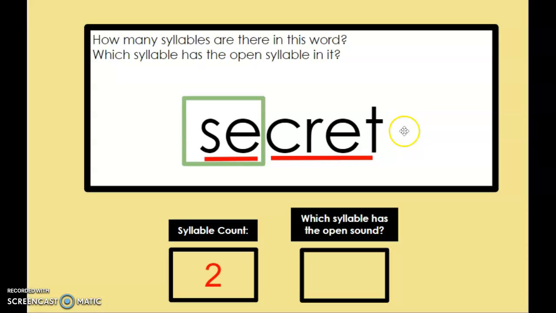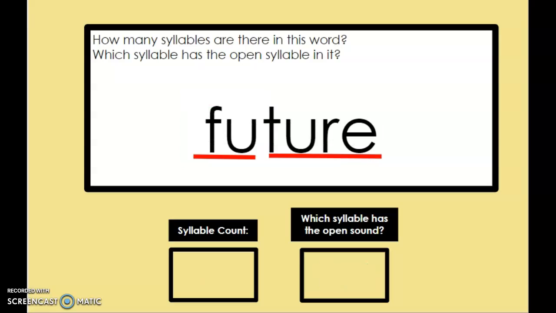Does my second syllable have it? Cret. Nope. It ends in a T, and a T is not a vowel, it's a consonant. So which syllable has the open sound? It's the first one. Let's go on to our next example.